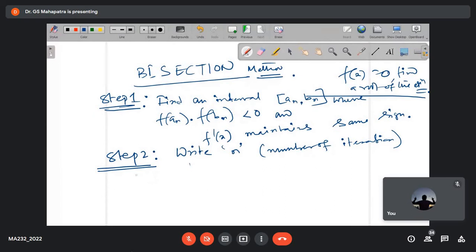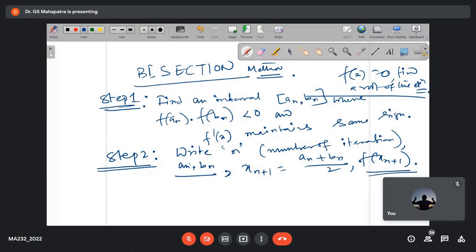Now then what is xn? This number of an, bn you already have from the previous step, these two, then comma xn plus 1. I have already written earlier, correct? Now an plus bn by 2, this one, correct? And one more, f of xn plus 1, this one also. What is f of xn? This value also. Why? Based on this value only we can find the next interval.